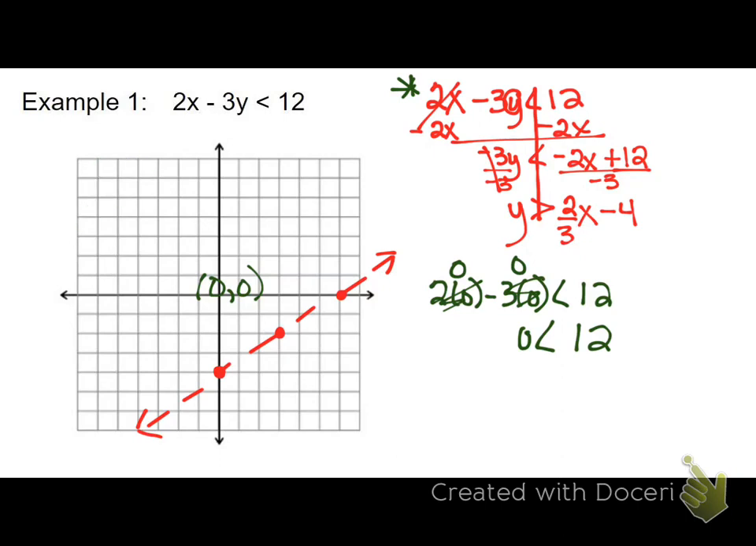Oh, I don't want to use that. Hold on, let me get a lighter color. So that means I'm going to shade the solution. My solution's right up here. So I'm going to shade all that.